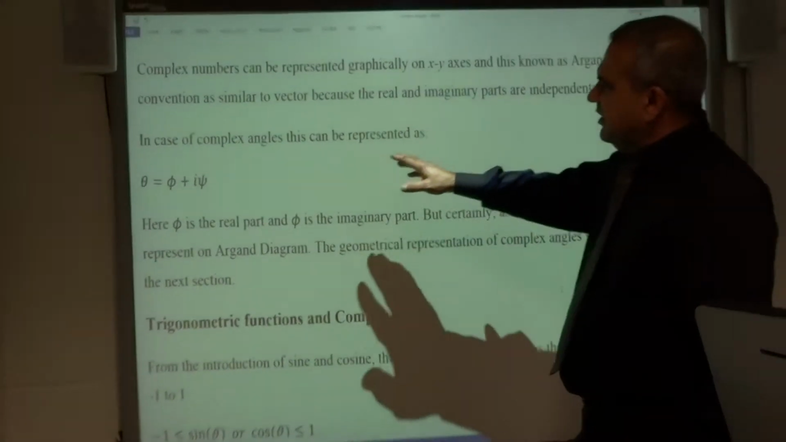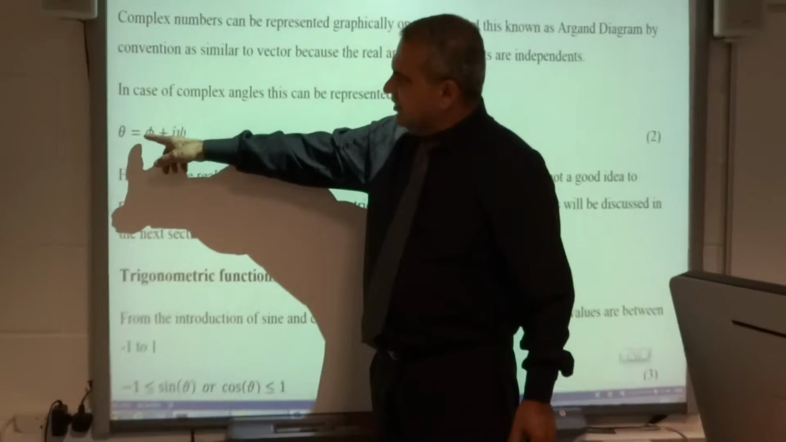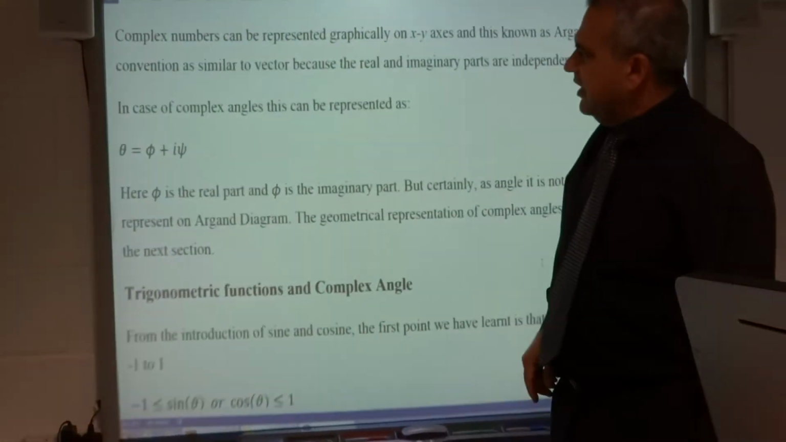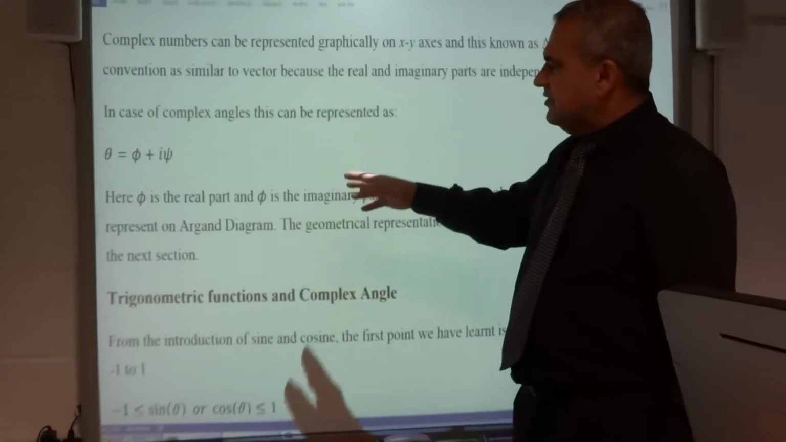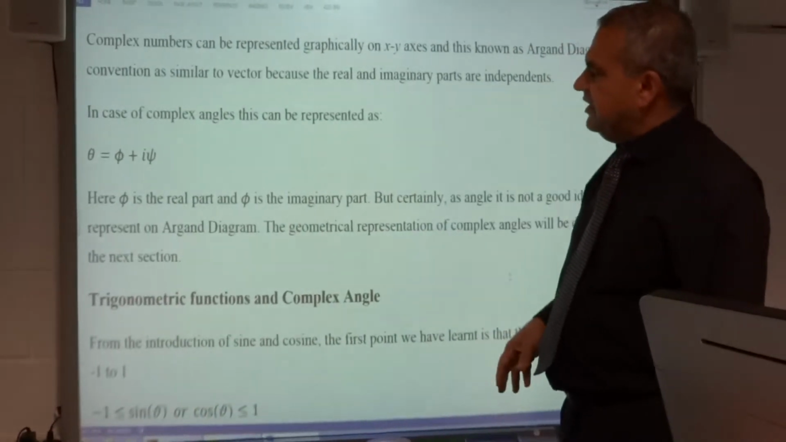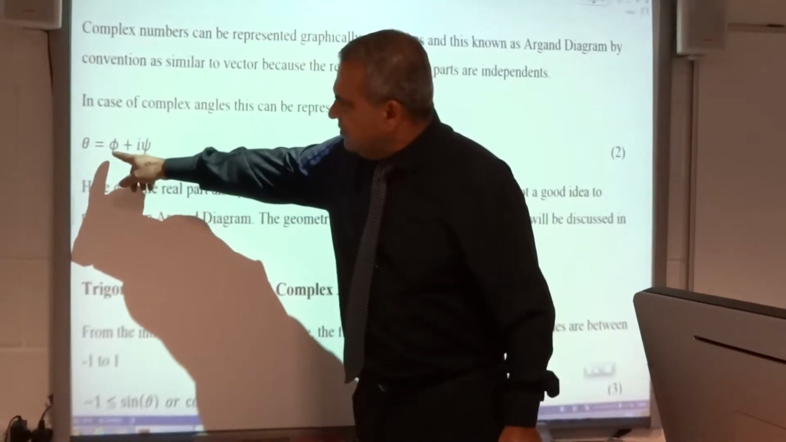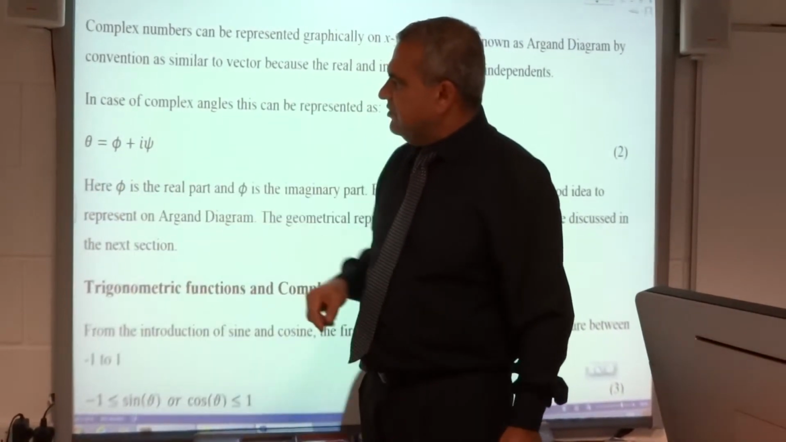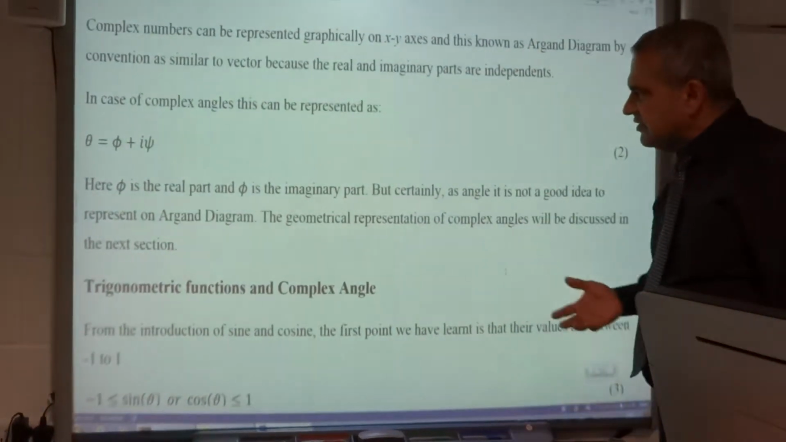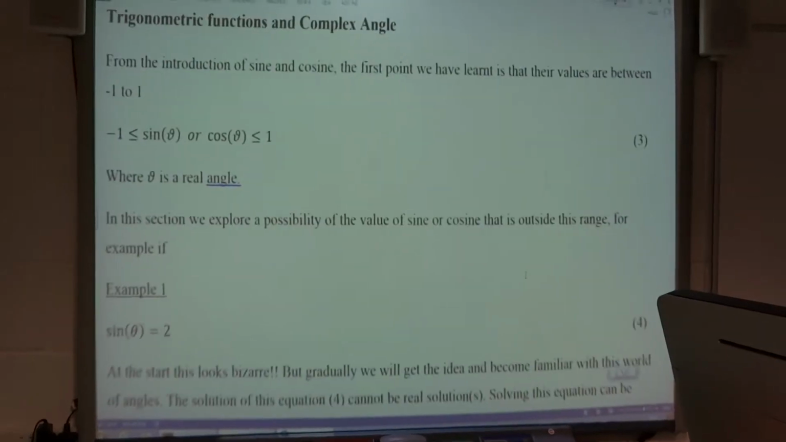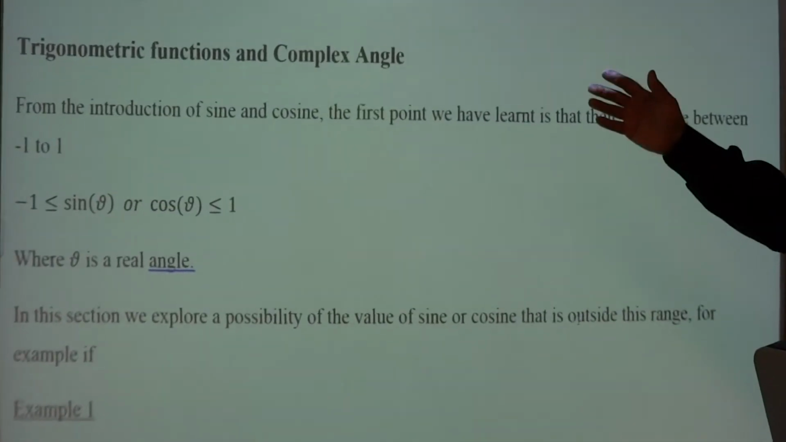If, for example, we have an angle which is complex, a complex angle, we can represent it like phi plus i psi. Obviously, there is no way in which we can represent that by x and y coordinates. We do not assume that this is the x coordinate, and we do not assume that this is the y coordinate. Let's firstly touch some algebra, the algebraic part of this: trigonometric functions and complex angles.